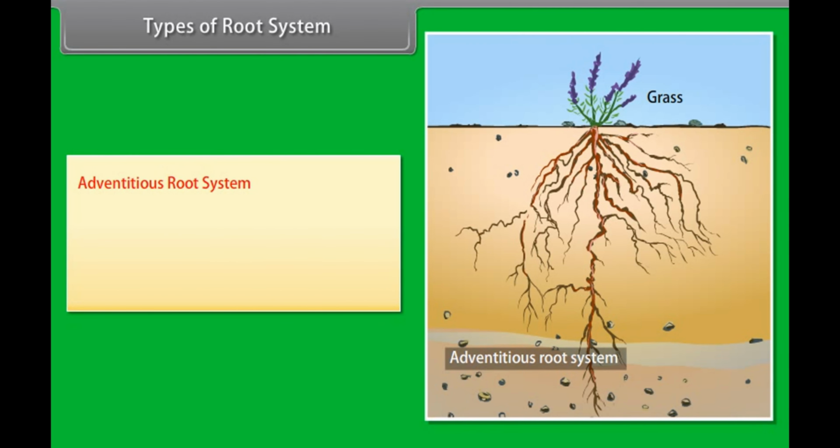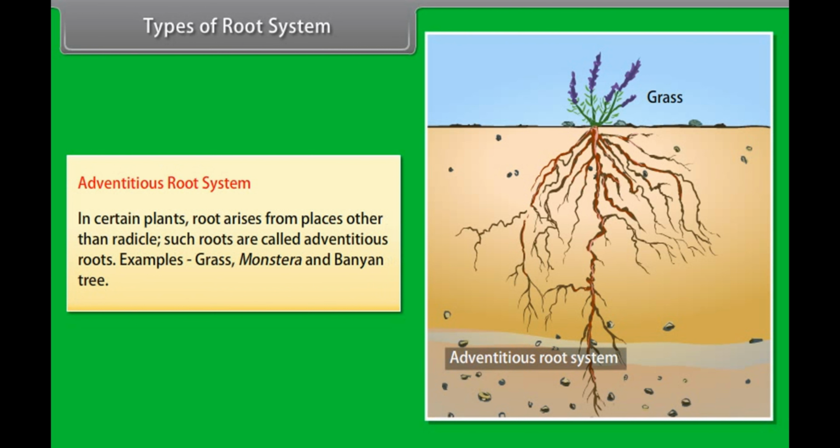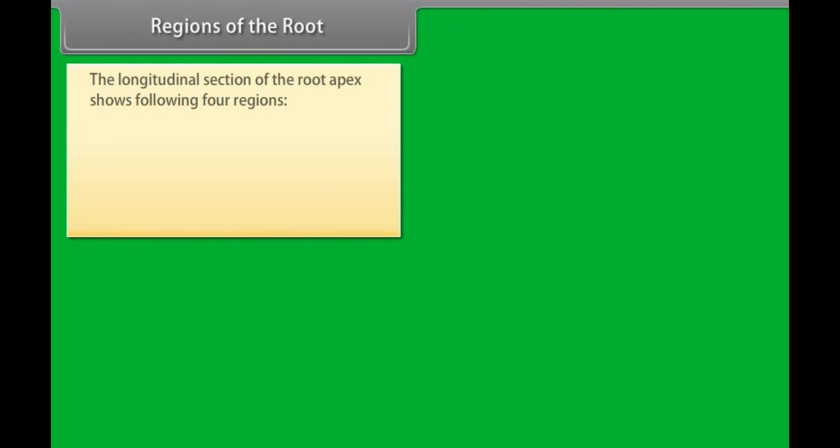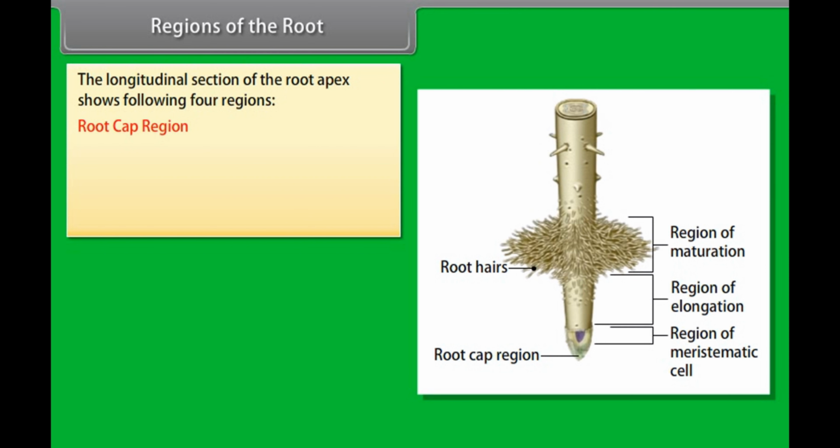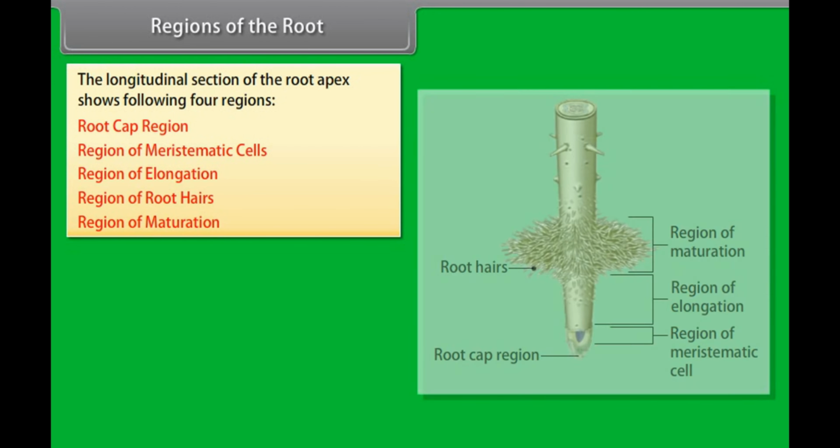Adventitious root system. In certain plants, root arises from places other than radicle. Such roots are called adventitious roots. Examples, grass, monstera and banyan tree. Regions of the root. The longitudinal section of the root apex shows following 5 regions: root cap region, region of meristematic cells, region of elongation, region of root hairs, region of maturation.